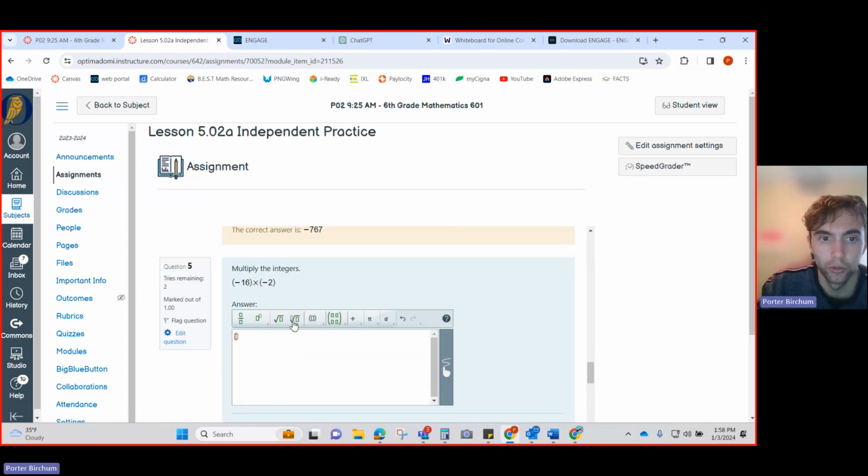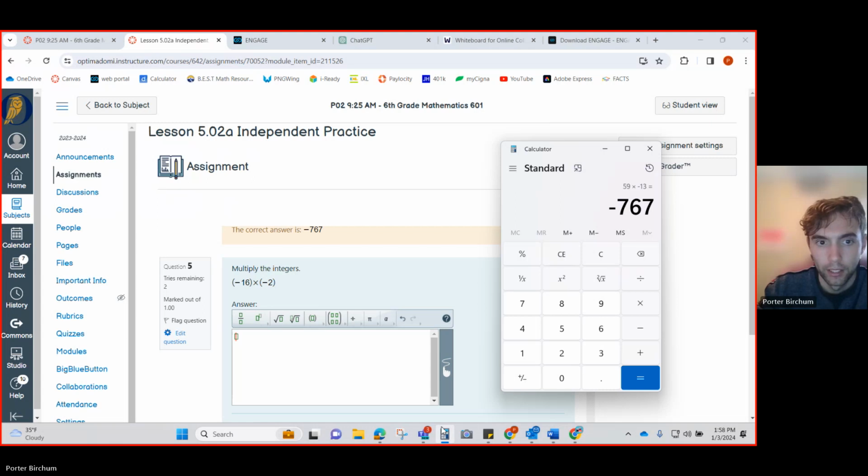Question 5, multiply the integers. -16 times -2. Okay. There is not one negative in this question. There are two negatives in this question. A negative and another negative will make the answer positive. A negative number times a negative number will make the answer positive.